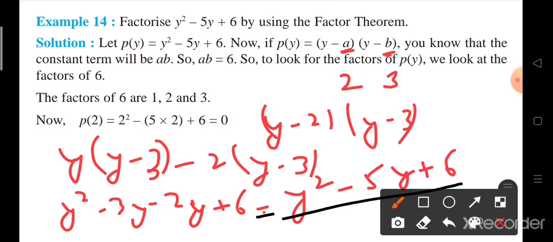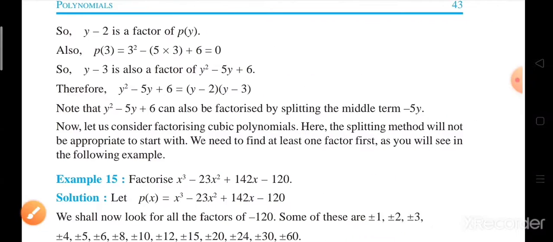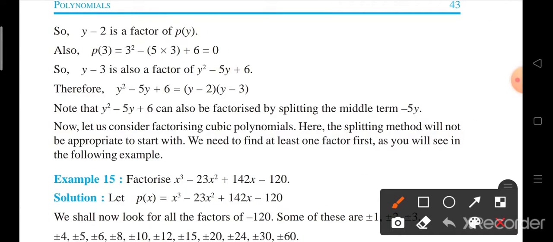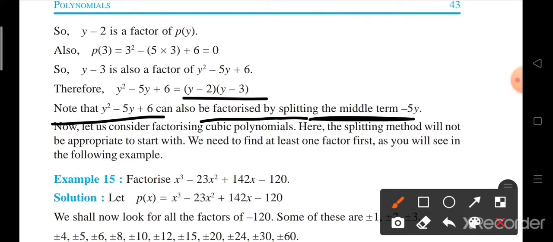So in this way we have done the factorization of the given polynomial as y minus 2 into y minus 3. Note that this can also be factorized by splitting the middle term.